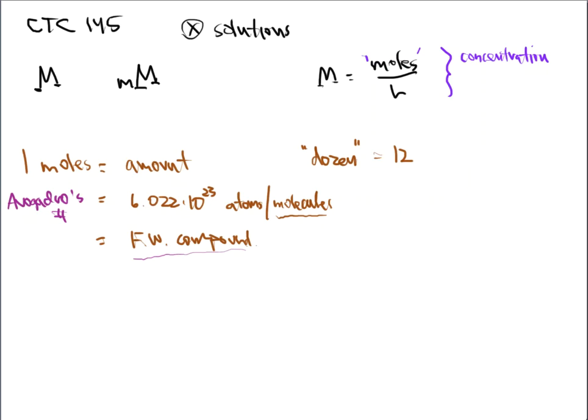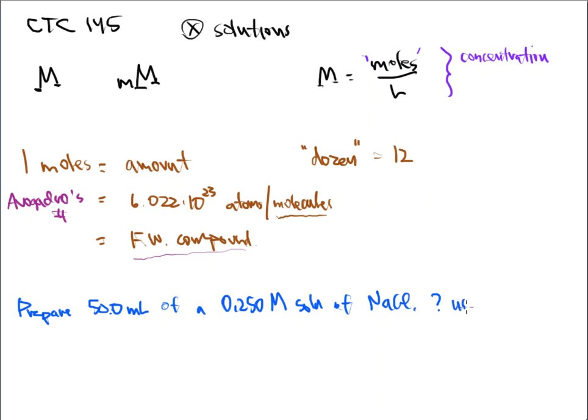All right, so let's take an example problem and quickly go through what these types of questions would look like. Let's say that you need to prepare 50 milliliters of a 0.250 molarity solution of sodium chloride. How much should you use to make the solution? You're going to see these types of problems scattered throughout the entire semester, so we need to get used to this calculation.